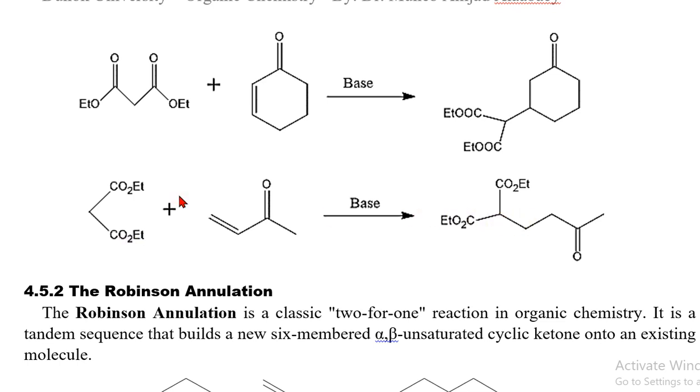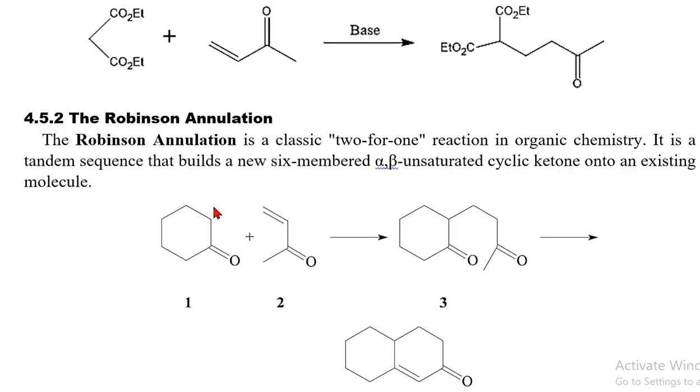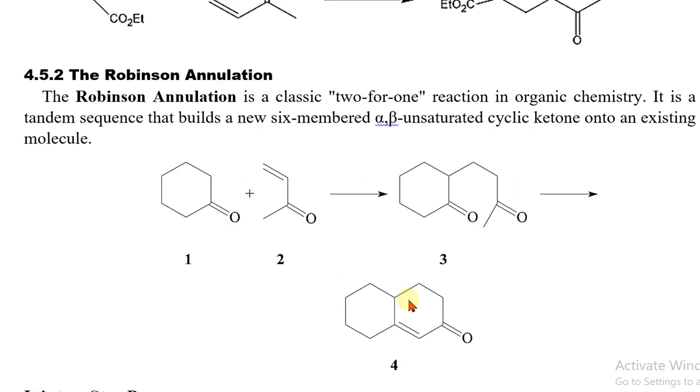So the second reaction related with alpha beta unsaturated carbonyl compound is the Robinson annulation. Annulation meaning make the cyclic compound here. The Robinson annulation here is a classical 2-for-1 reaction in organic chemistry. So it is a two-step reaction, but in one process.